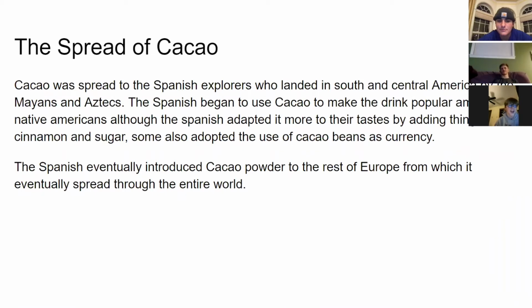The spread of cacao. Cacao was spread to the Spanish explorers who landed in South and Central America by the Mayans and the Aztecs. The Spanish began to use cacao to make their drink more popular among the Native Americans, although the Spanish adapted it more to their taste by adding things like cinnamon and sugar, and some even adopted it as currency. The Spanish eventually introduced cacao powder to the rest of Europe, from which it spread throughout the entire world.